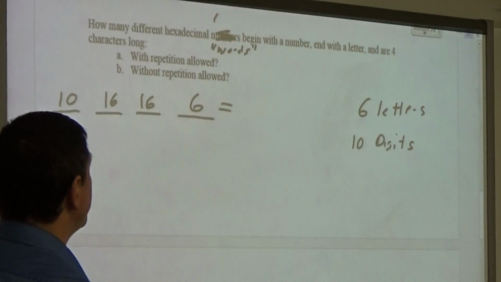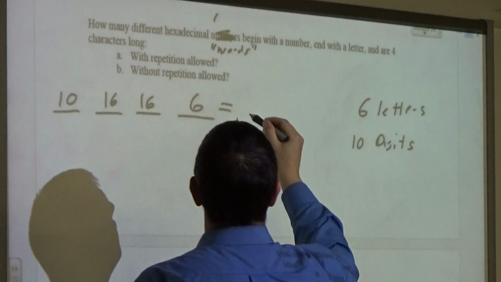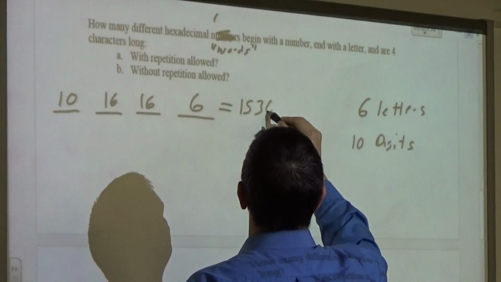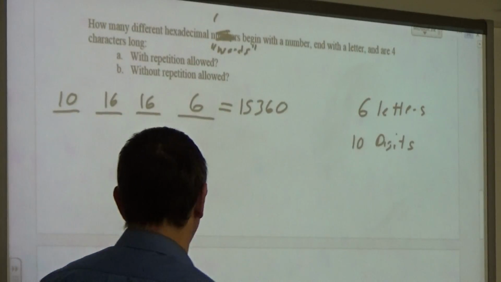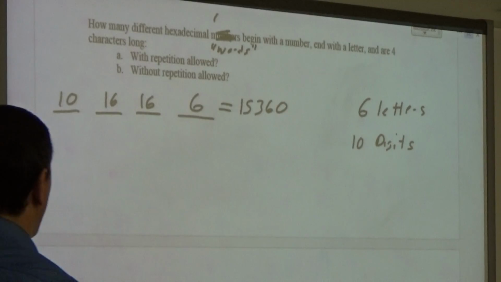Okay. Then we just multiply this out. And if somebody can go through and tell me what the product is. 15,360. Lovely. Alright. Easy enough, right guys? Not meant to be tough. Okay. What about without repetition allowed?